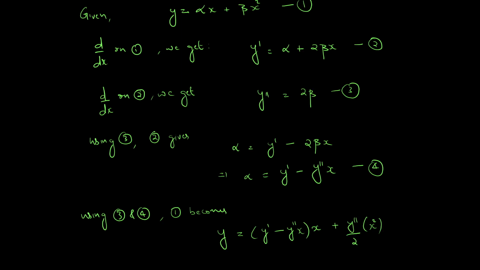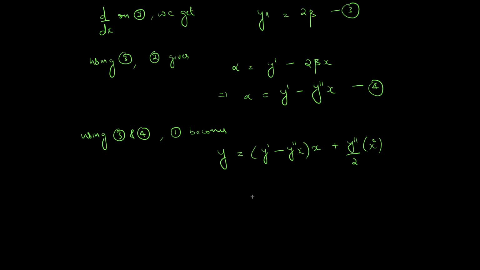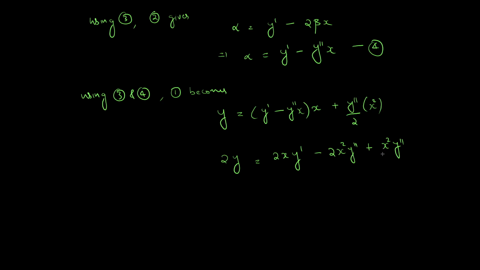So we can simplify this. y equal to x y dash minus x square y double dash plus x square y double dash by 2. So this becomes minus x square y double dash by 2 on the right, and we will take this to the LHS. That becomes x square y double dash minus 2 x y dash plus 2 y equal to 0.